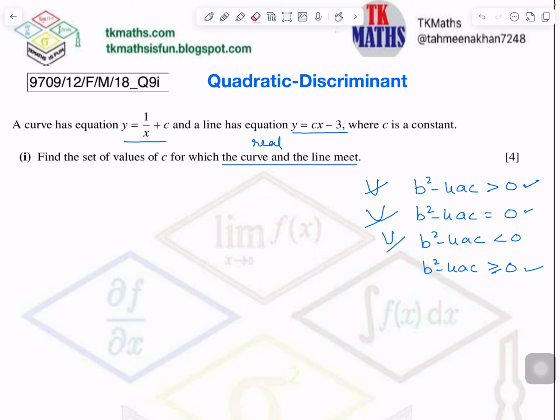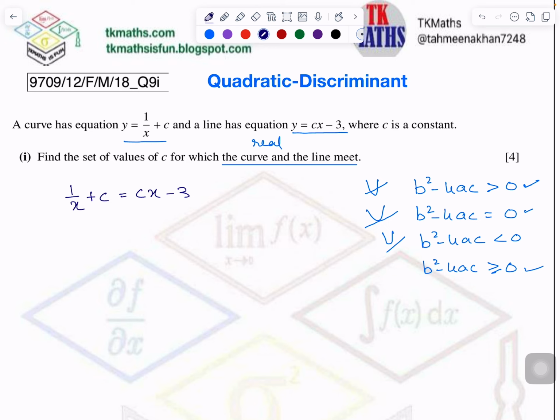So how do we solve this type of question? To get b square minus 4ac, we need to get the equations of this intersecting line and curve into general quadratic form. To bring it into that form, I will equate both of them. So it is 1 over x plus c equals cx minus 3. After that you will rearrange it.